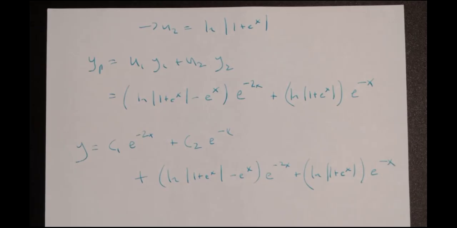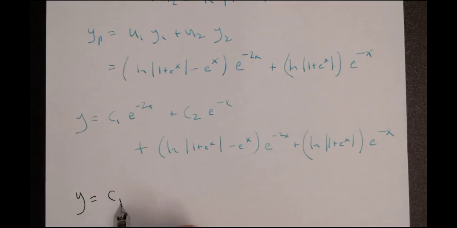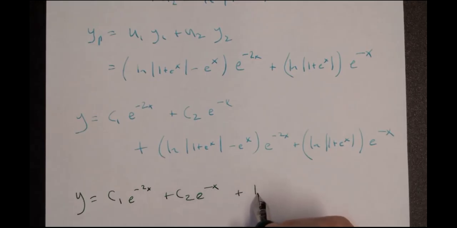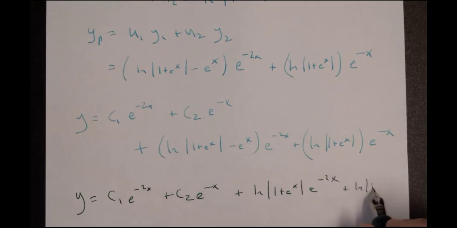Now, I, being the geek that I am, did this problem out and then went, I wonder if I'm right. And rather than look in the back of the book, I threw this in Wolfram Alpha. And Wolfram Alpha gave me something different. Not hugely different, but only one thing was missing. When I did this in Wolfram Alpha, I got y equals c1 e to the minus 2x plus c2 e to the minus x plus ln 1 plus e to the x e to the minus 2x plus ln 1 plus e to the x e to the minus x.